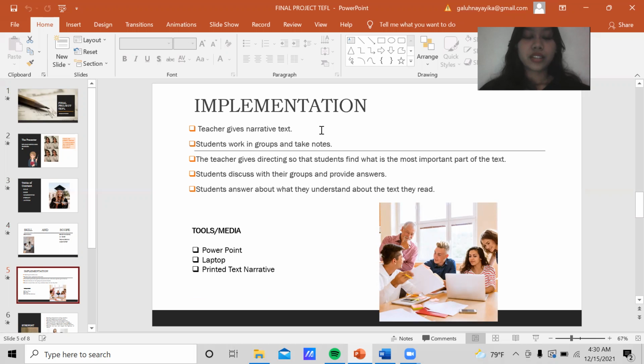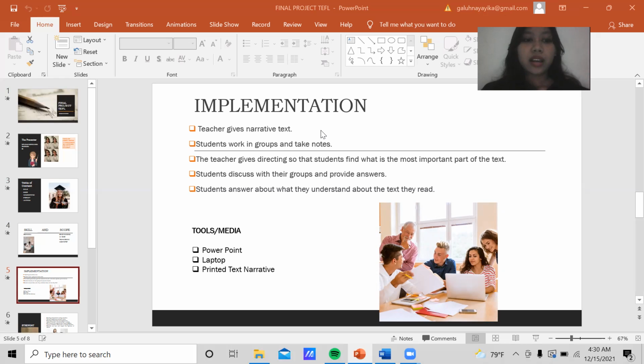The way to implement this learning activity is that students will be divided into separate groups. Then the teacher will give a narrative text. The students will work in a group and take notes. And the third, the teacher gives direction so that students will find what is the important part of the text that they read. And the fourth, students will have discussions with their groups and provide answers. And the last, the students answer about what they understand about the text that they have read.